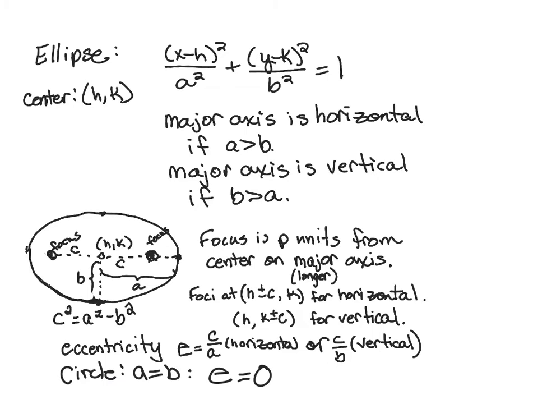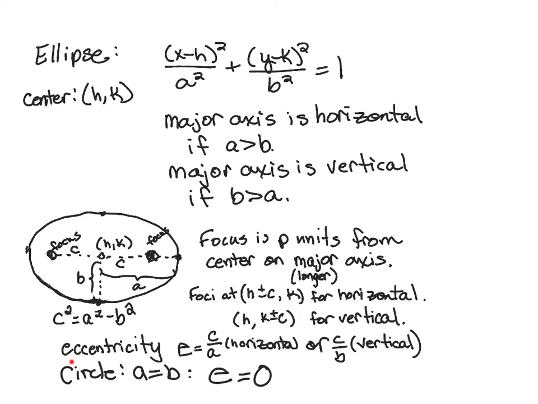Okay, so in your book, in most textbooks, they always make a the biggest number and b the smallest. And you'll see in the notes here, except for this right here, that I just associate a with x and b with y, just to keep it simple. And you can tell which one's bigger, so you know which one's the major and which one's the minor axis, and whether your ellipse is vertical or horizontal.